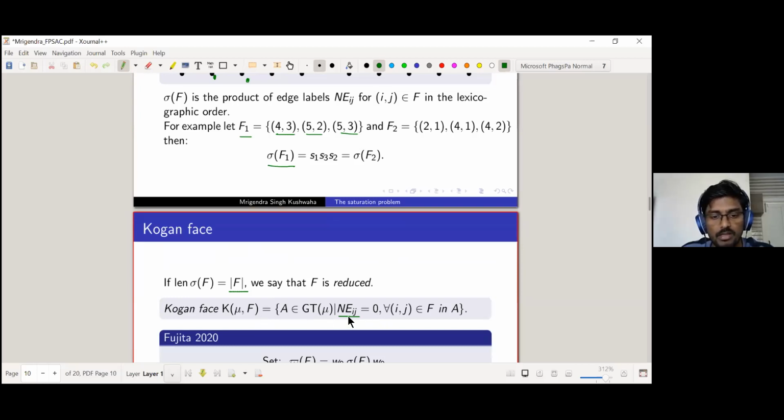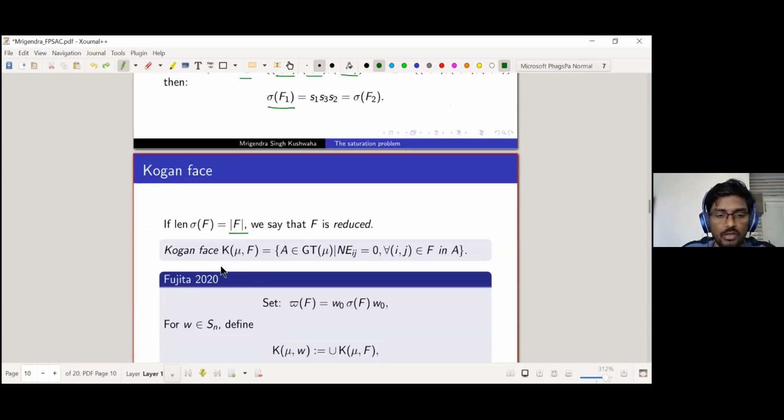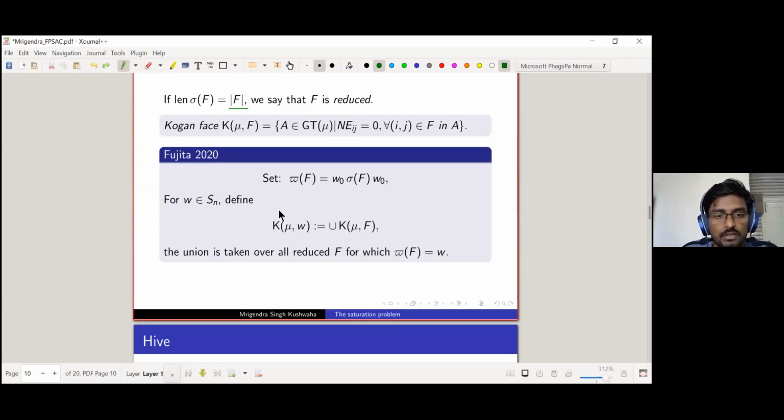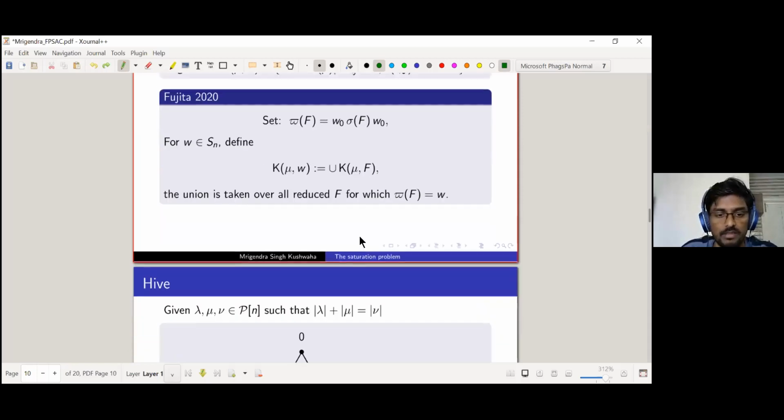But here we force some phases, where some inequalities are equalities. So this will be a phase that is called the Kogan phase. And if F is reduced, it is called a reduced Kogan phase. So Fujita in 2020 denoted that omega of F for any F is equal to W naught sigma F W naught. And for any permutation W, define K mu of W to be the union over all reduced Kogan phases F where omega F is equal to W. That's what this says. This is the union of phases.